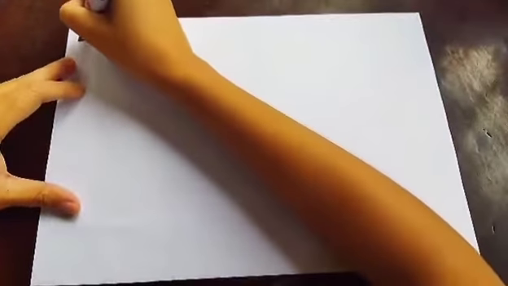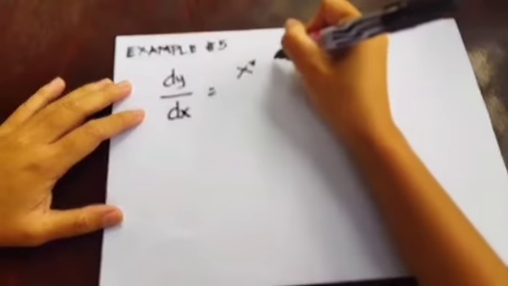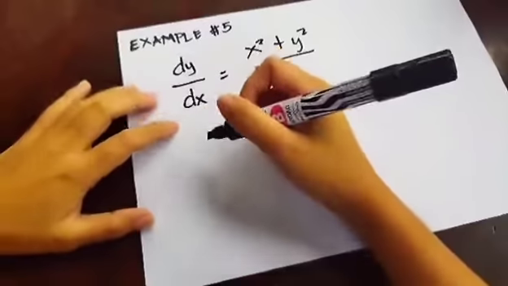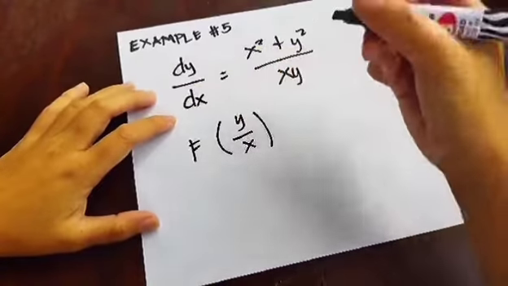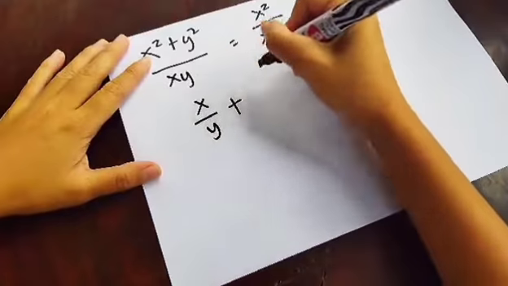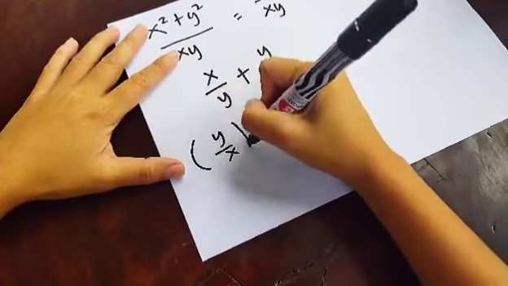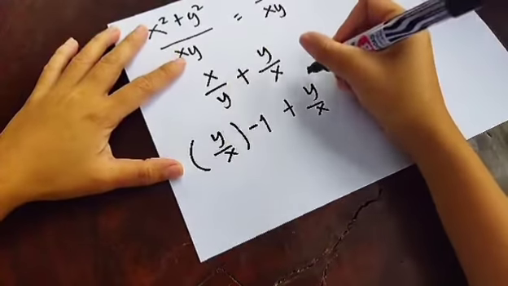So we have here our example number 5. Can we solve dy over dx is equal to x squared plus y squared over xy? Can we get it in this style? First, let's start off with this equation, x squared plus y squared over xy. Then we separate the terms and turn it into this: y squared over xy. And then we simplify this: x over y plus y over x. So for the reciprocal of the first term, we have y over x minus 1 plus y over x. Yes, we have this function.